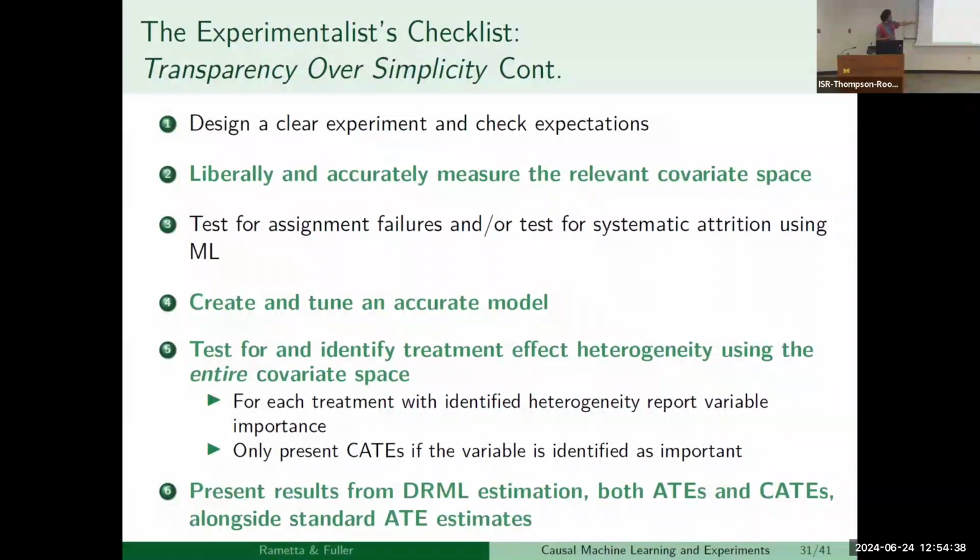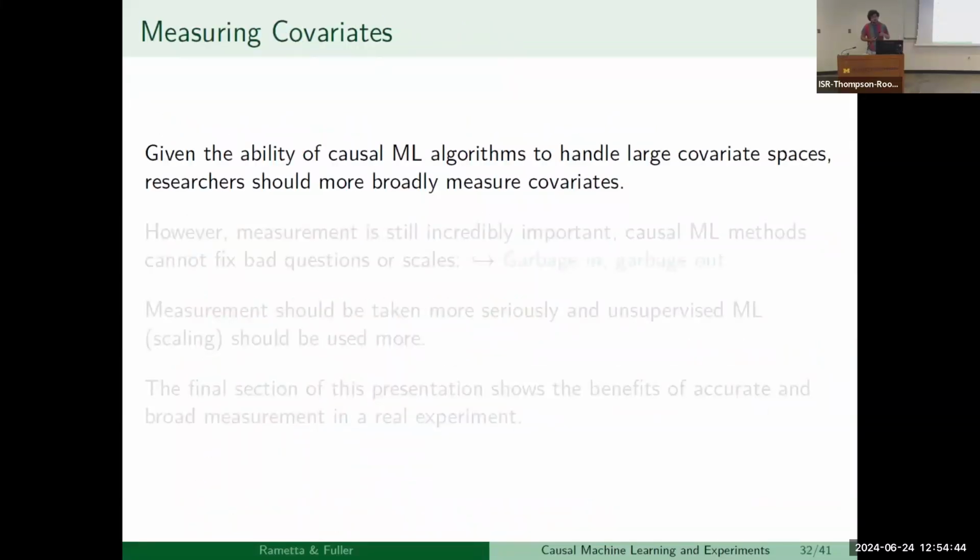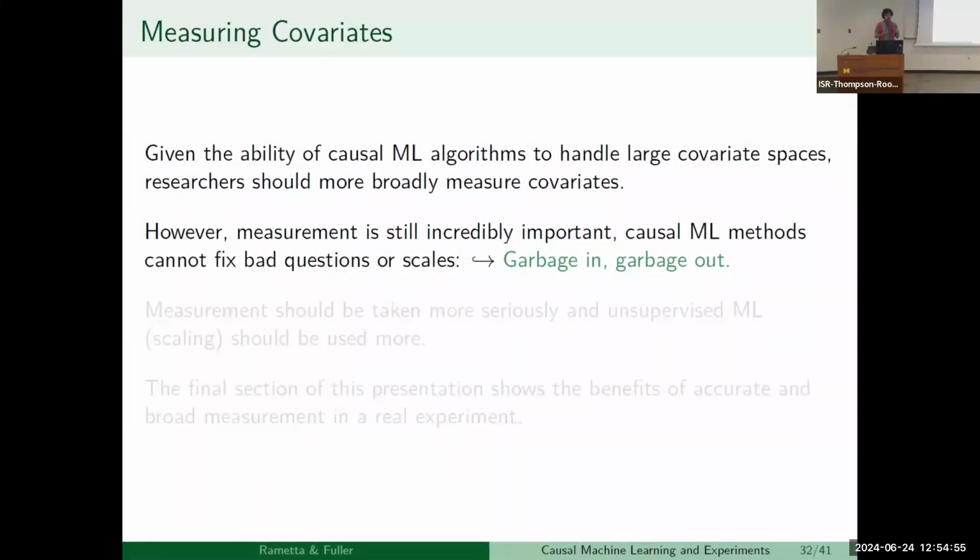So these are the ones that I'm going to go into detail for the rest of the presentation. So first, let's talk about measuring covariates. Given the ability of these algorithms to handle, as I noted, these large covariate spaces, researchers should consider alternative explanations. You are basically able to explore many more possibilities, many more combinations potentially.